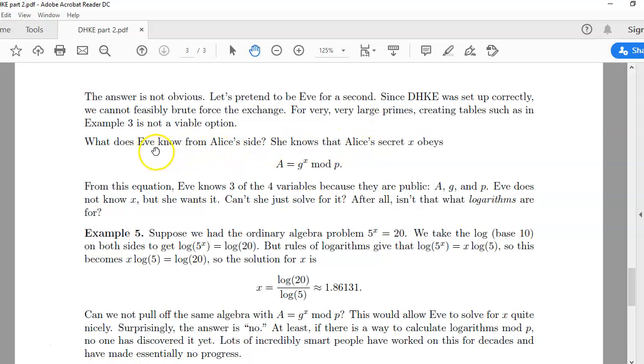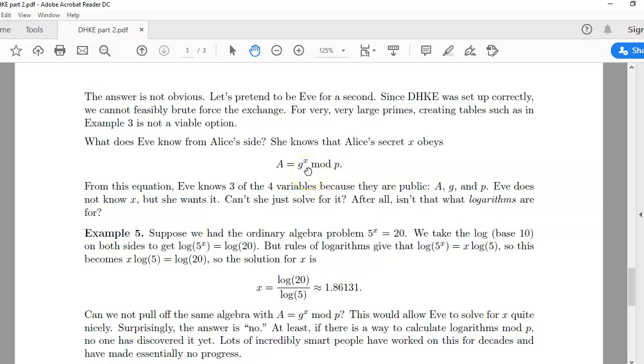But let's think about what Eve knows from Alice's side. And the analysis from Bob's side is exactly the same, so we only get to analyze it from one person's point of view. So what does Eve know about Alice's transmission? She knows that Alice's secret number X obeys this rule here, that A must be G to the X mod P. Of the 4 variables here, Eve actually knows 3 of them. She knows A, she knows G, and she knows P. That's all public information. The only thing Eve does not know is X, and she really wants it.